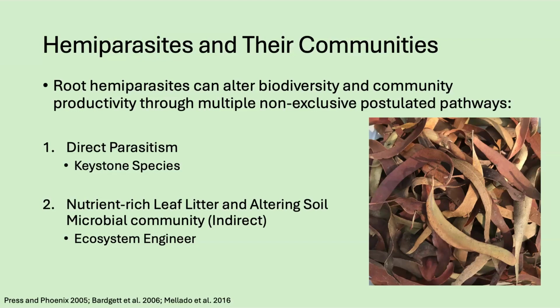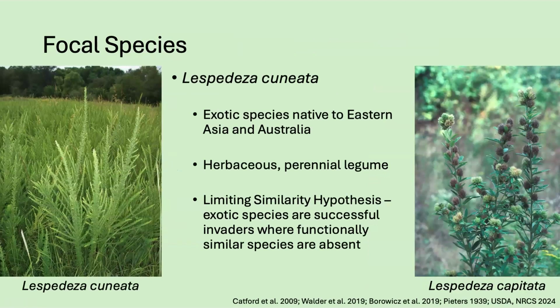This leads into my nemesis on the prairie and my other focal species, Lespedeza cuneata, also known as sericea lespedeza. This is an invasive species native to Eastern Asia and Australia. It is a perennial legume. While there are many different hypotheses for invasion success, I'm going to be focusing on one for this talk, and that is the limiting similarity hypothesis.